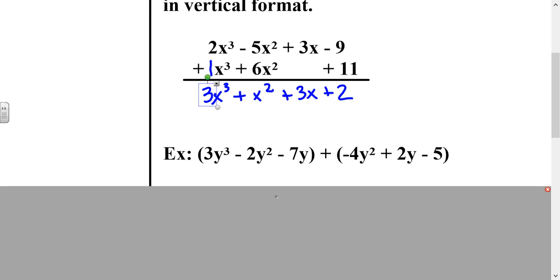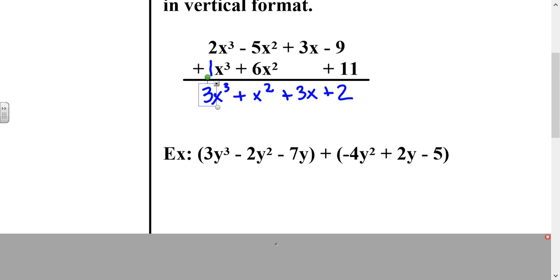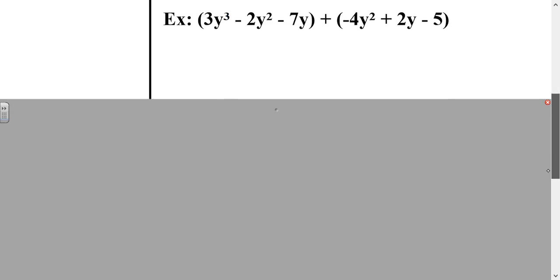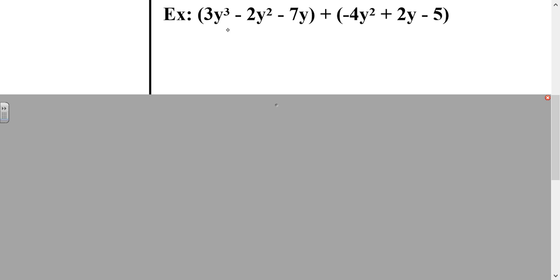Here's an example in horizontal format. And with horizontal, you really just have to pay attention to starting with the highest exponent and working your way down so that your answer is in standard form. And you really make sure to pay attention to your signs. So we would combine 3y cubed with nothing else because there's nothing else that has a cubed as an exponent. So it would just be brought down. So we have 3y cubed.